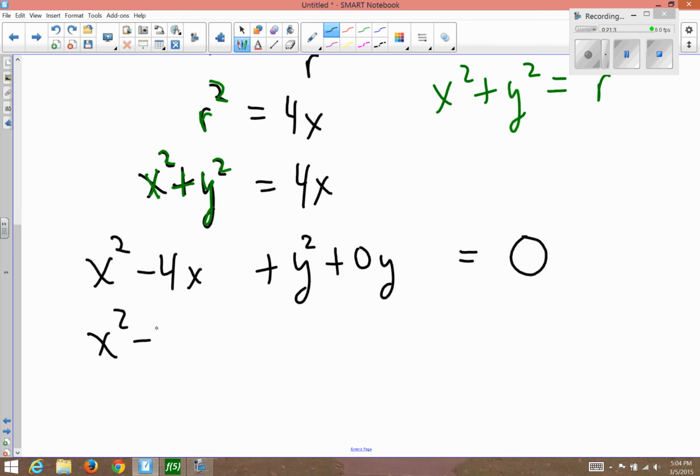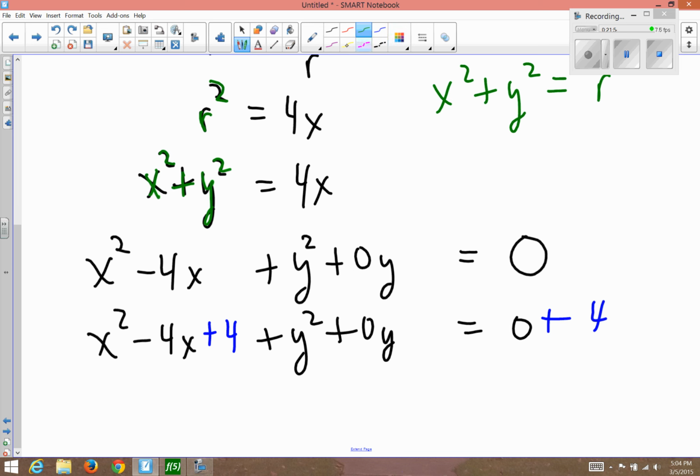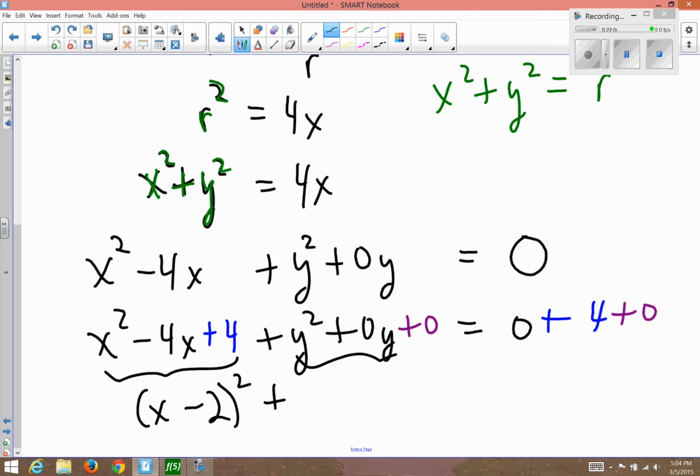Complete the square. Half of negative 4 squared is positive 4. Don't forget we have to add that same thing to the other side. Half of 0 squared is 0. Don't forget to add that to the other side. This trinomial is x minus 2 squared. This trinomial is y plus 0 squared. And all of these add up to 4.